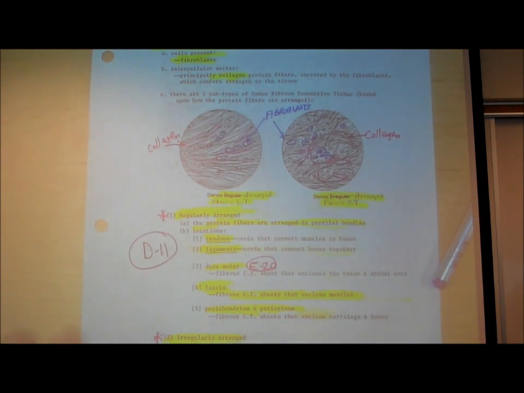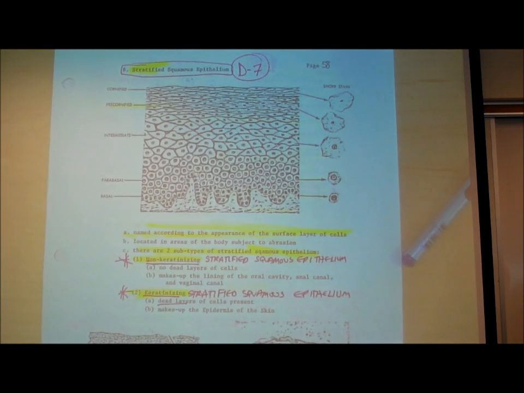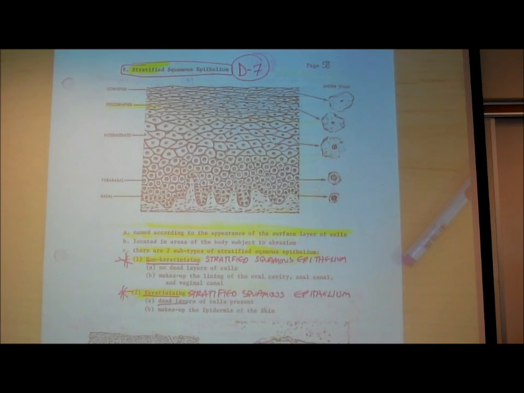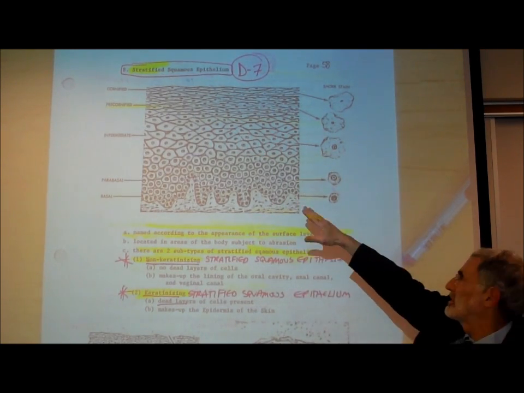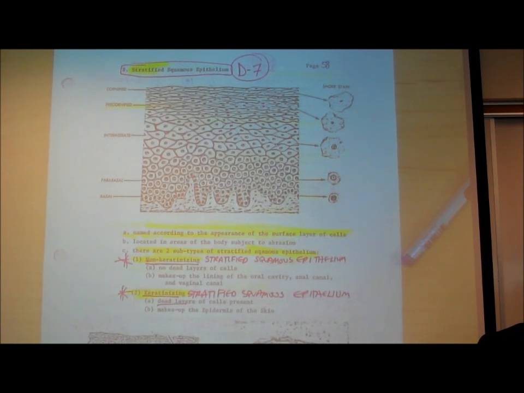Now, let me also try to clarify something that over the years I've found confuses students. This is page D7, and it shows stratified squamous epithelium. Stratified squamous epithelium is a pretty tough tissue. It's got a lot of cells, that's why it's stratified. And it makes up our skin. Now, we know there's two types, the non-keratinizing and keratinizing. The difference is whether it's on the outside of your body or inside of your body, like inside your cheek.